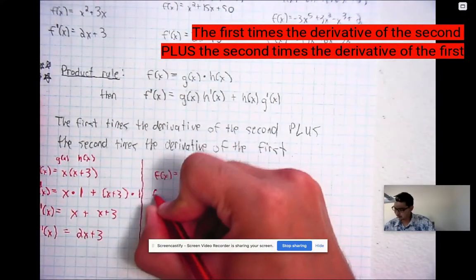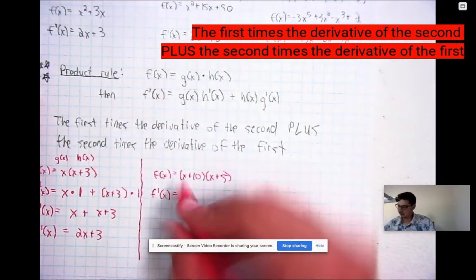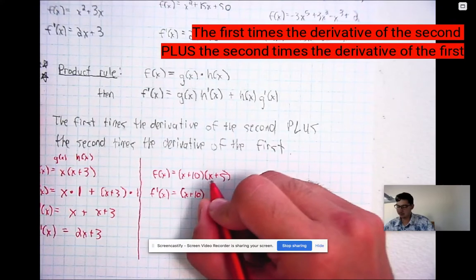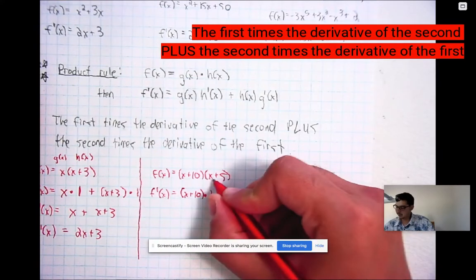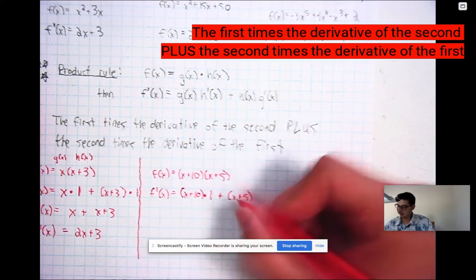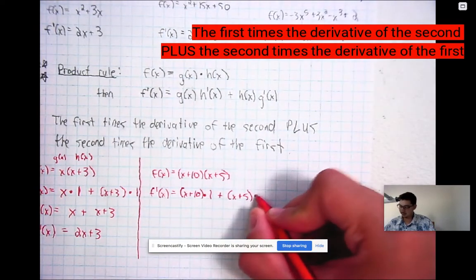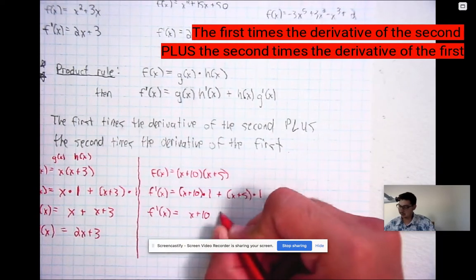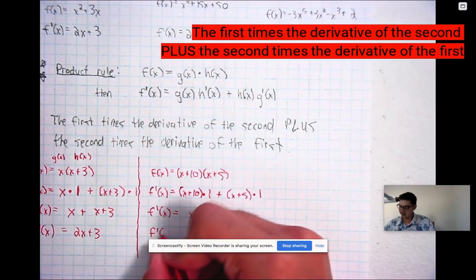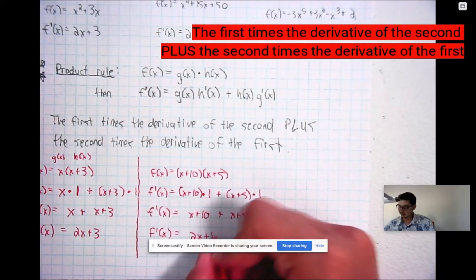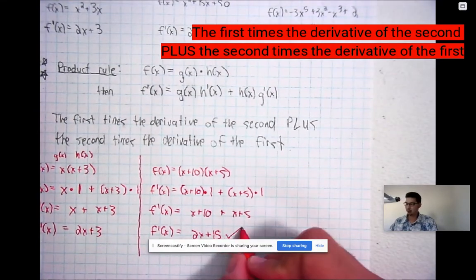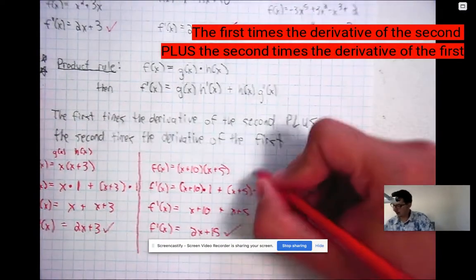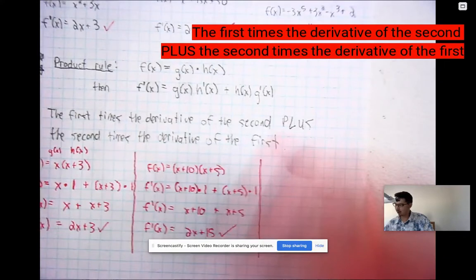So the derivative here will be the first times the derivative of the second, which the derivative of x plus 5 would just be 1, plus the second times the derivative of the first, and the derivative of x plus 10 is just 1. So what we get here is x plus 10 plus x plus 5, which simplifies to 2x plus 15. And notice that's the same thing we got up here. Woohoo, product rule. And again, you might think, man, okay, I'm starting to get it, and that's great.